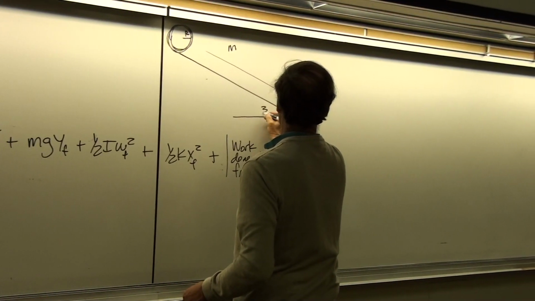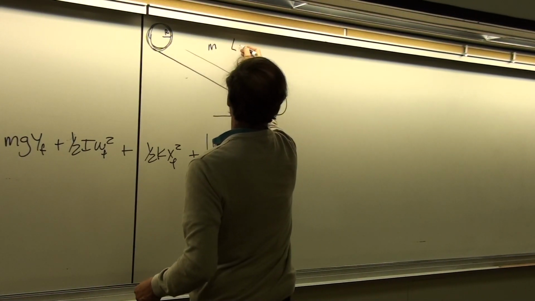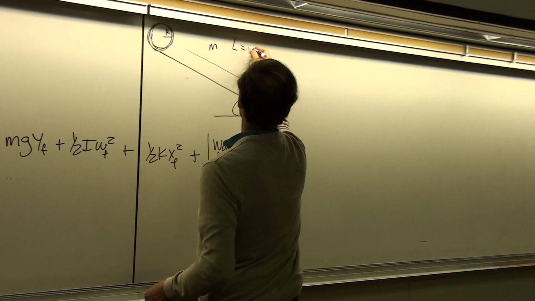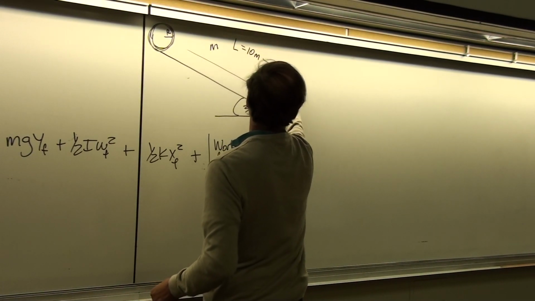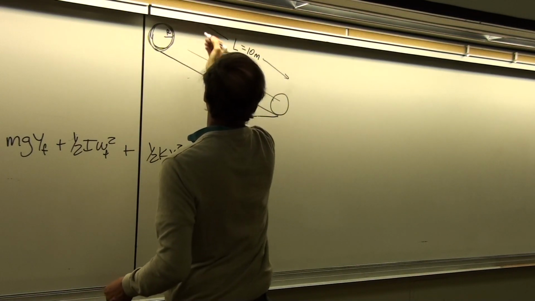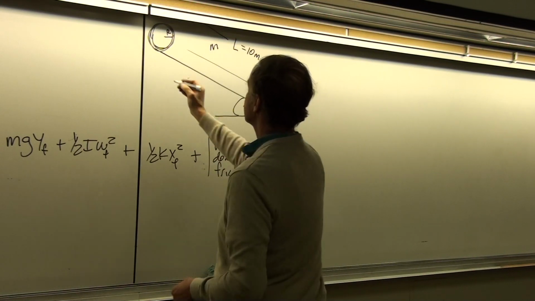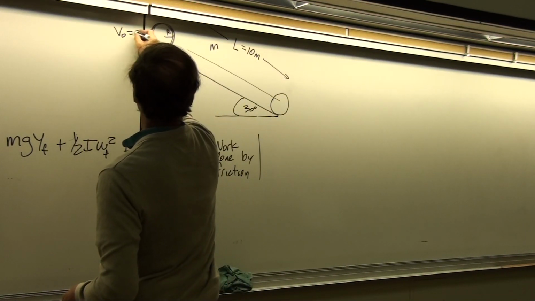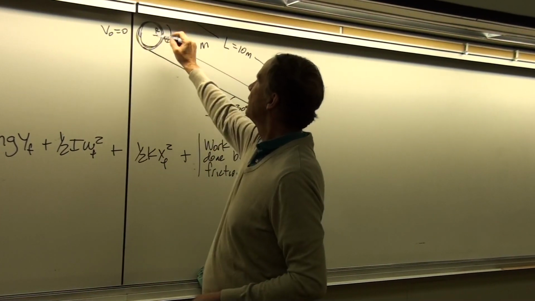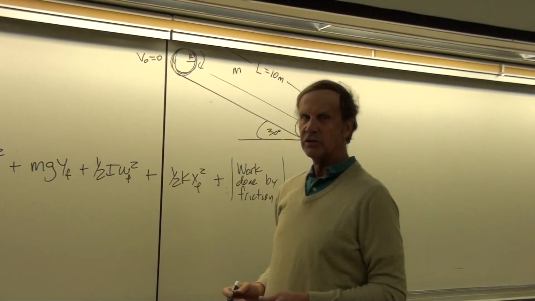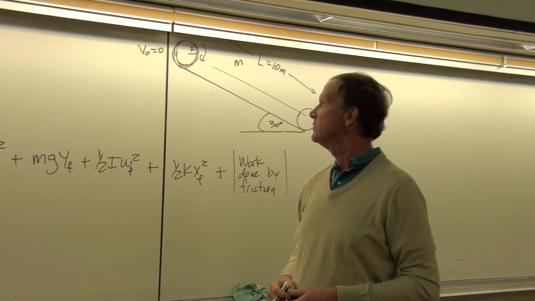Let's say the angle here is 30 degrees, and the length here, L, let's say, is 10 meters. So that's the distance that the center of mass moves. And let's say that the initial velocity is 0, but now it's going to rotate. And so that means that some of the energy is going to go into rotational kinetic energy, and some will stay as center of mass kinetic energy.